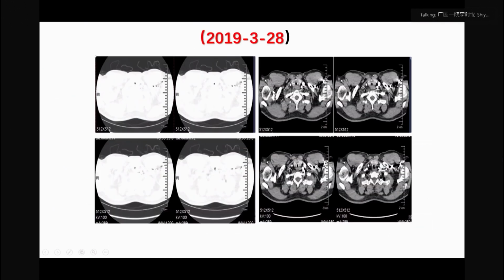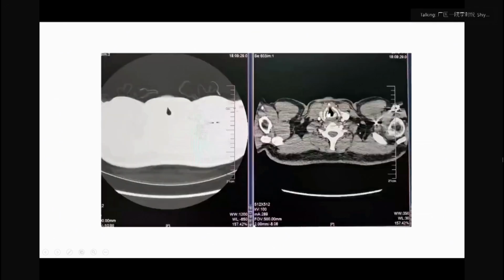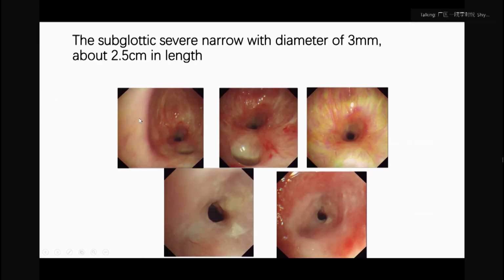Here we can see the CT image. We can see the stenosis is very severe at the upper trachea. Here we can see just below the vocal cords, the stenosis is very severe. The diameter is about 3 millimeters, and it's about 2.5 centimeters in length.